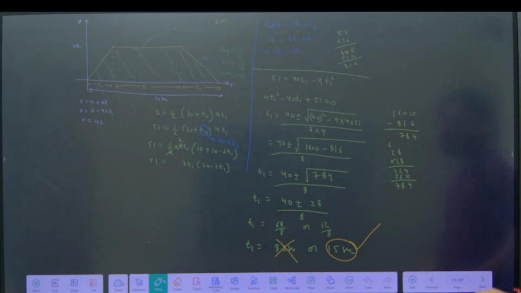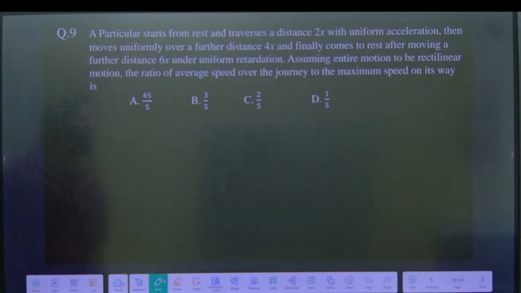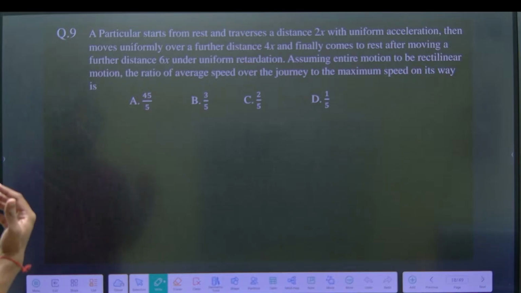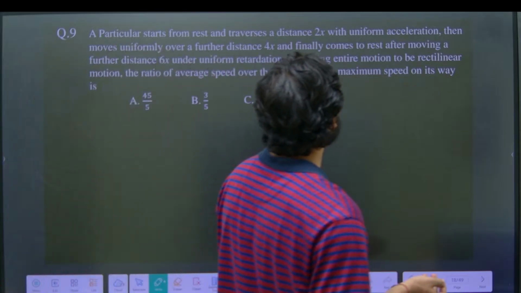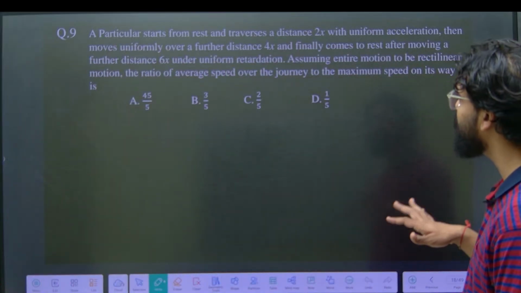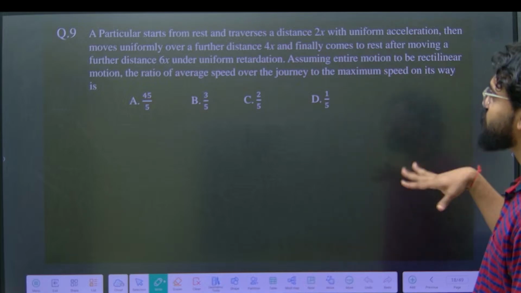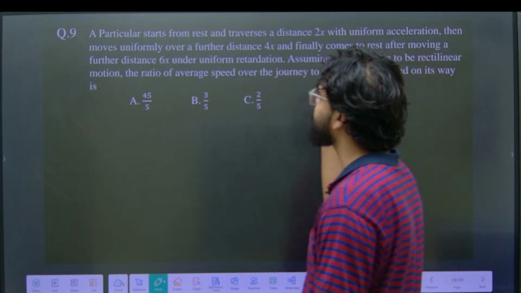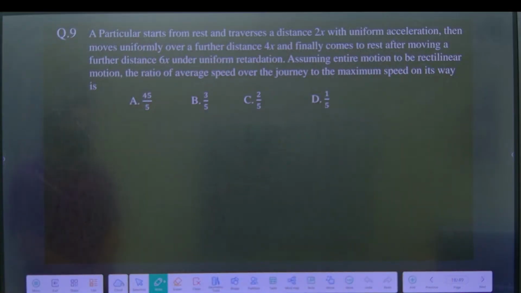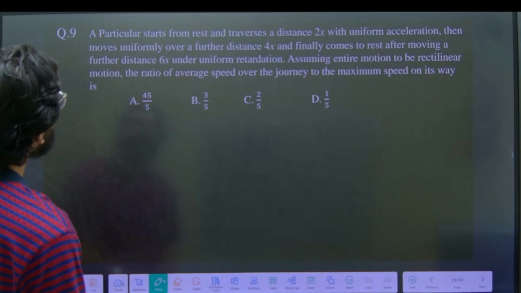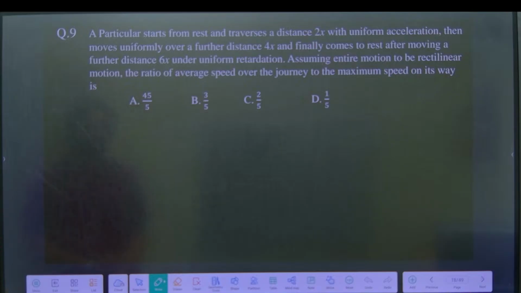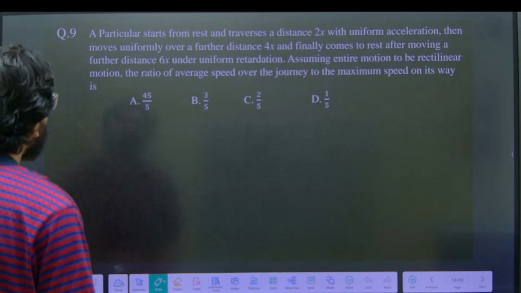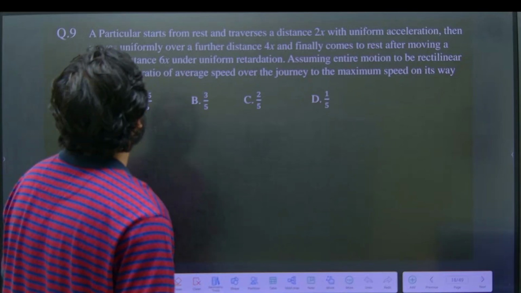Done guys. Question number 9. A particle starts from rest and moves a distance 2x with uniform acceleration, then moves uniformly over a distance 4x, and then finally comes to rest after moving 6x under uniform retardation. Assuming the entire motion to be rectilinear, find the ratio of the average speed over the journey to the maximum speed on its way.